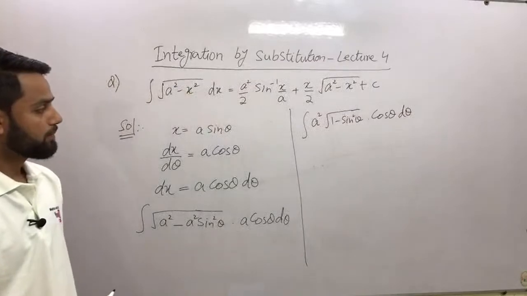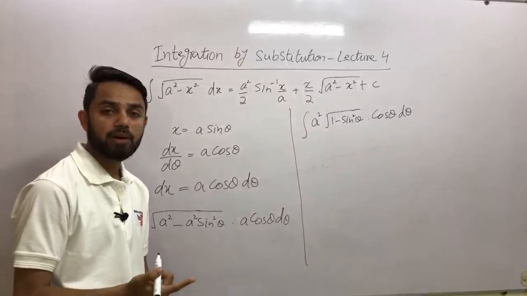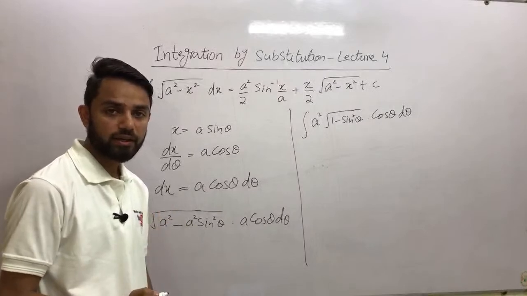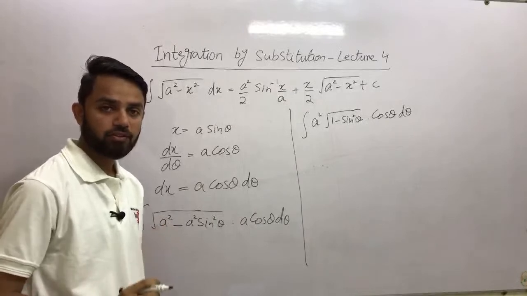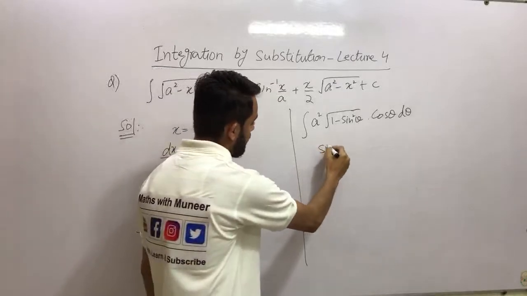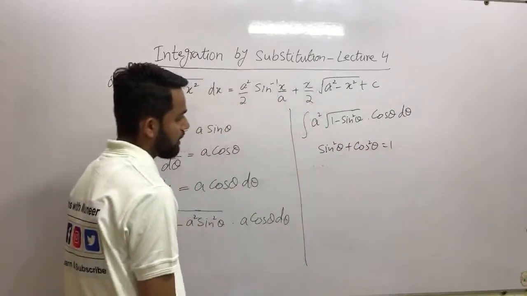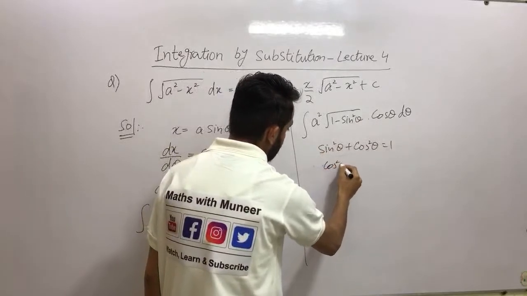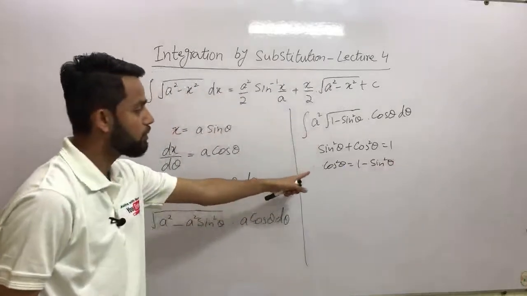Okay, so inside of the square root we have 1 minus sine square theta. We are using the trigonometric identity again, which says sine square theta plus cos square theta equals 1. Note it down please. Sine square theta plus cos square theta equals 1, and now from here I can shift sine square to the other side, so cos square theta will be equal to 1 minus sine square theta. So this is what I am going to plug in.